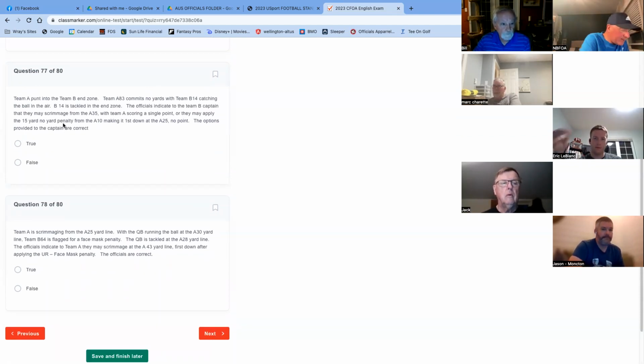Question 77. Team A punts into the Team B end zone. Team A 83 commits no yards with Team B 14 catching the ball in the air. B14 is tackled in the end zone. The officials indicate to the Team B captain they may scrimmage from the A35 with Team A scoring a single point, or they may apply the 15-yard no-yard penalty from the A10, making it first down at the A25, no point. The options provided to the captain are correct.